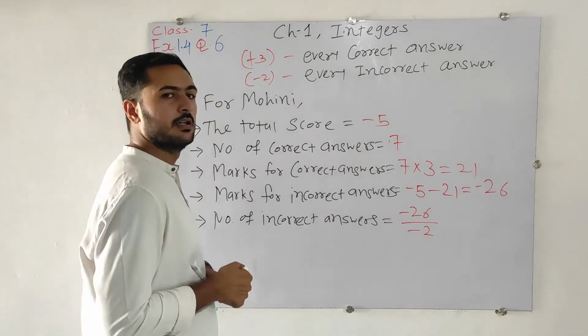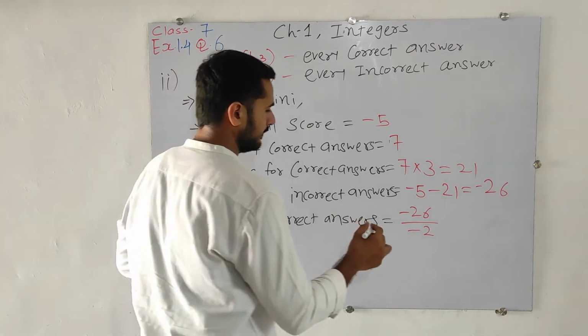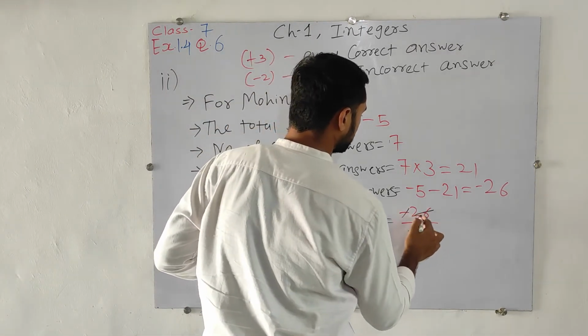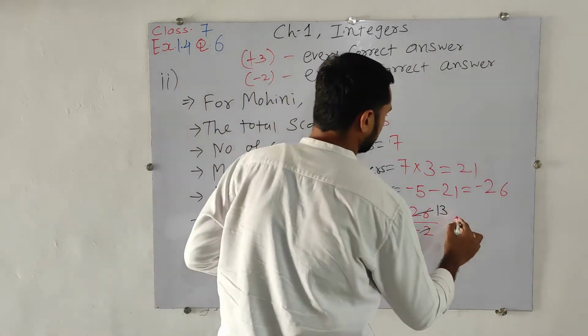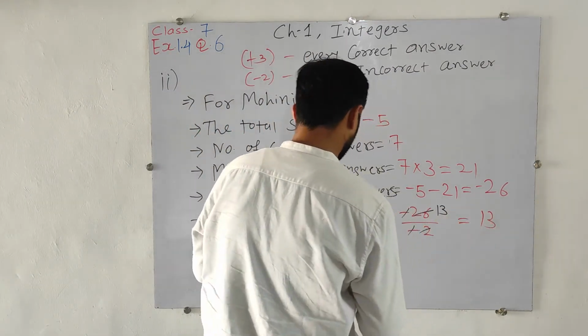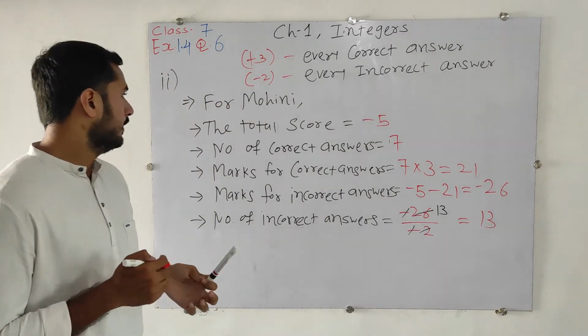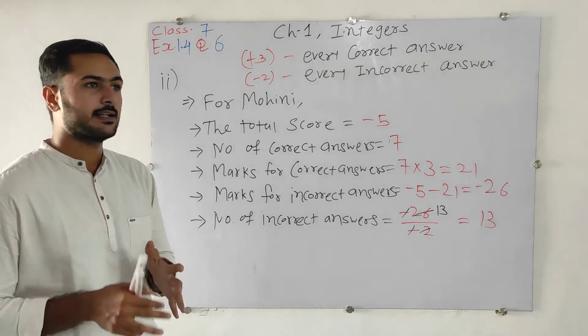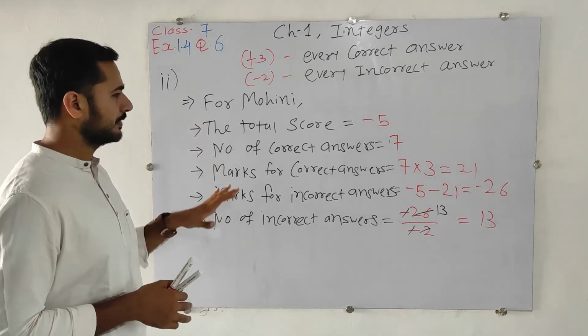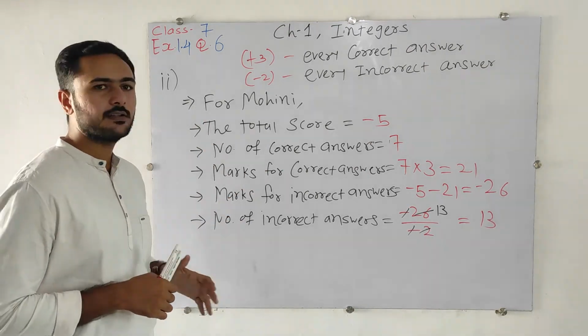So here minus minus cancel, 2 13s because 13 2s are 26. So we can just cut like that. So here the answer is 13. Okay. So Mohini attempted 13 incorrect answers. That's the final answer of question number 6. Again, just pause the video and note it down.